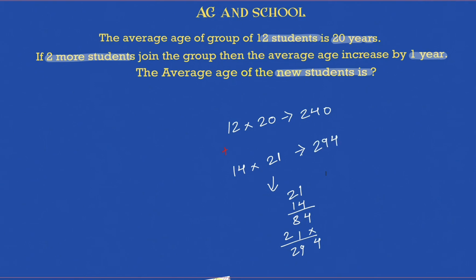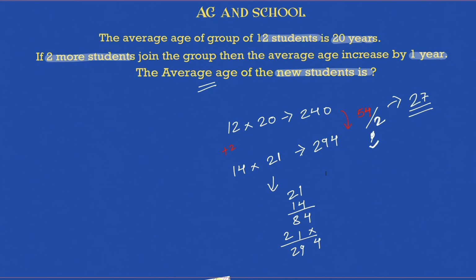So what has happened? Because of these 2 students, the total age has increased from 240 to 294, which is nothing but 54. So 54 is the age increase because of 2 students. I'm being asked the average age. Average means per student. Because of 1 student, what is the age being added? So divide by 2. Because of 2 students, the age increased by 54. So because of 1, the age increased by 27. And that will be your answer to this question. Quite simple, but this was the only change you're supposed to make in this case.